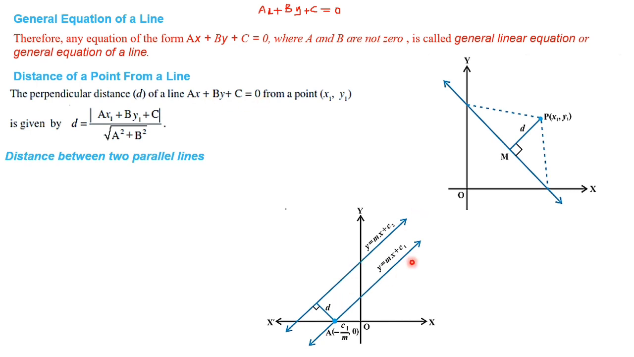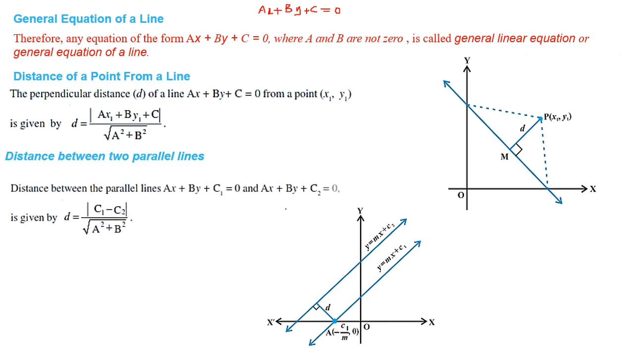Here we are using the slope intercept form: y is equal to mx plus c1 and y is equal to mx plus c2. These are two parallel lines. When you notice, since they are parallel, their slopes are equal, m here and m there. Only c1 and c2 are different. And the distance between these two parallel lines, d, is equal to modulus of c1 minus c2, the difference of the constants, divided by root of the same thing, a square plus b square, coefficient of x square plus coefficient of y square.